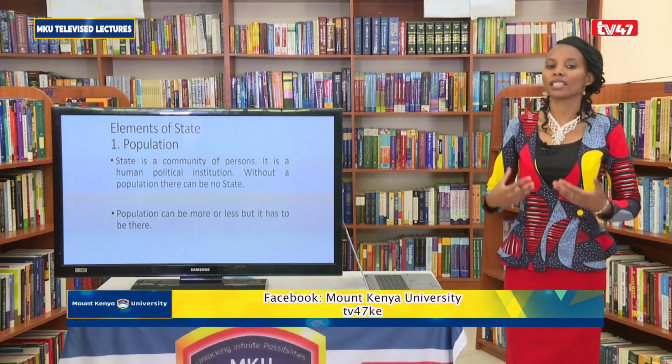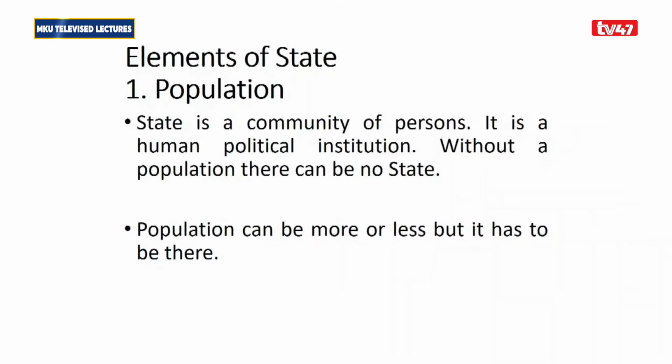Even in a state like Kenya, we tend to define a state based on the people that are living in it. For example, we have a population made of several tribes within the 47 counties. Population can be more or less, but it has to be there. A state can have a population of few people or even more people. Therefore, the community of people living in a given place is used as an element of a state.